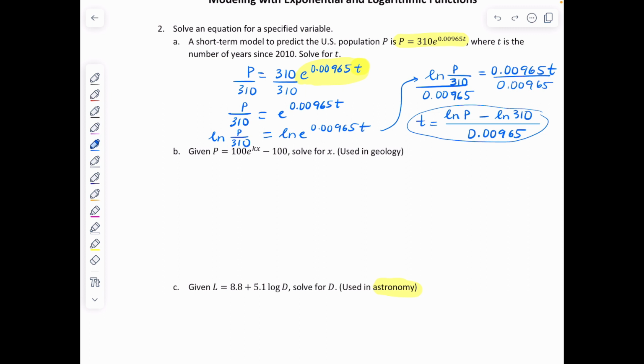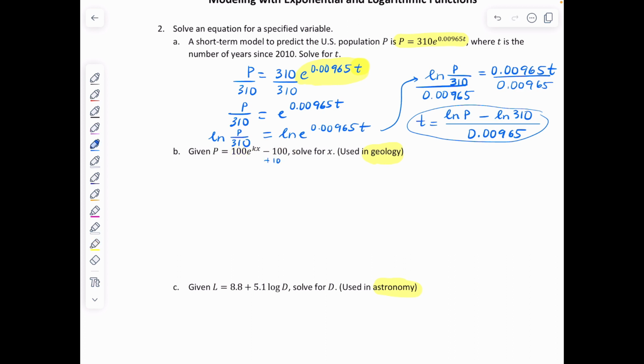So part B, P is equal to 100 e to the kx minus 100, and solve for x. Okay, so our goal is to get this x by itself. And the first thing I want to do is to isolate that e to the kx. Just e to the kx. So I need to get rid of that 100 and then this 100. So one thing at a time.